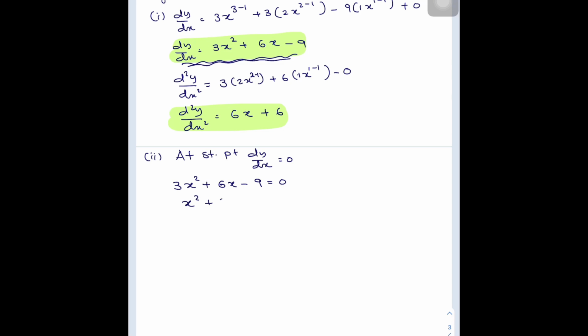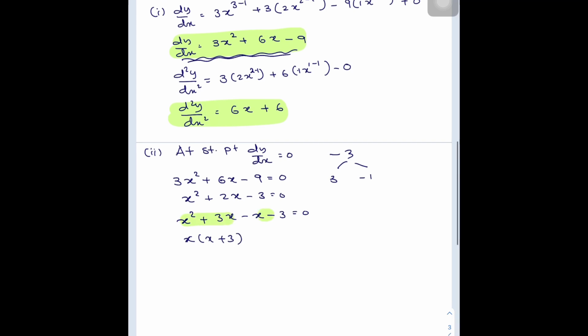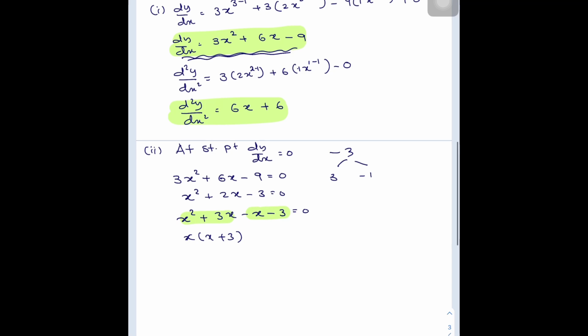Divide by 3. So that's x squared plus 2x minus 3 equals 0. So the factors of negative 3 that give you 2 are 3 and minus 1. So that's x squared plus 3x minus x minus 3 is 0. x plus 3 from these two and minus 1 times x plus 3.